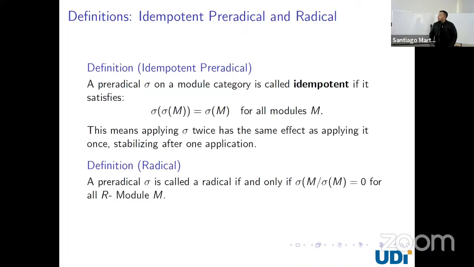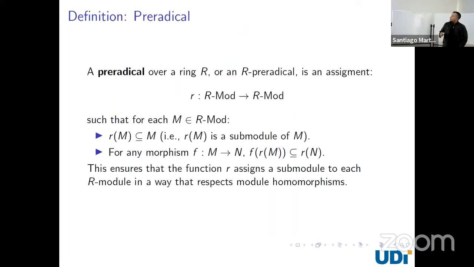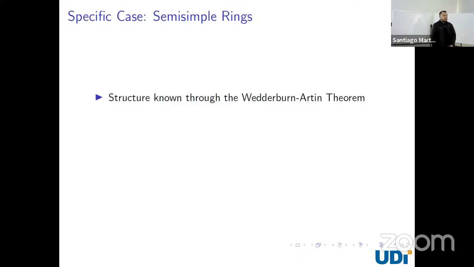And I want to say that there are many examples of radicals, like we saw yesterday in the last talk. However, we want to describe lattices of radicals in pure semisimple rings. Before I start with them, I want to open with a specific case, which is a very well-known example, semisimple rings. We all know the structure given by the Wedderburn-Artin theorem, which says every semisimple ring can be expressed as a finite direct product of matrix rings over division rings.